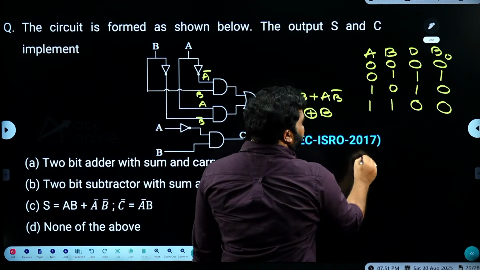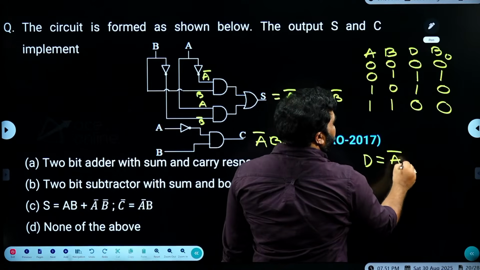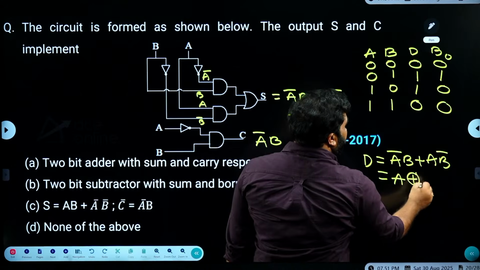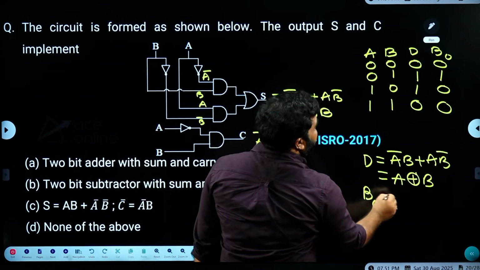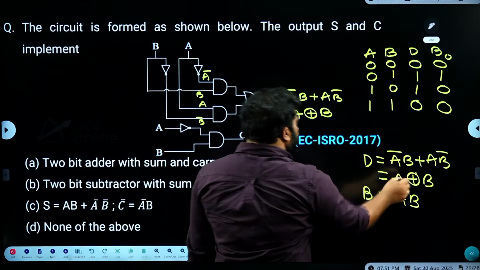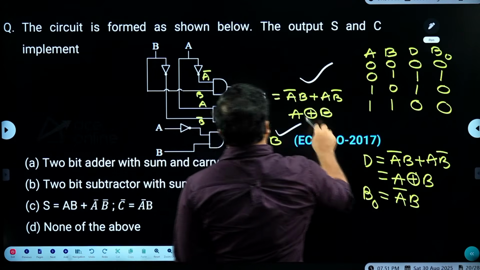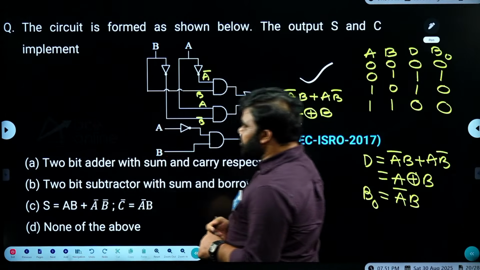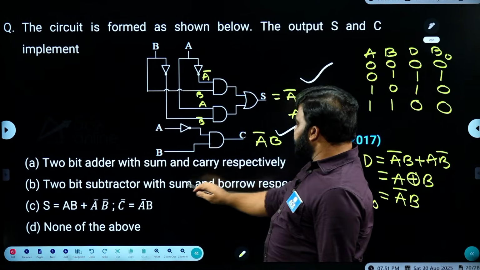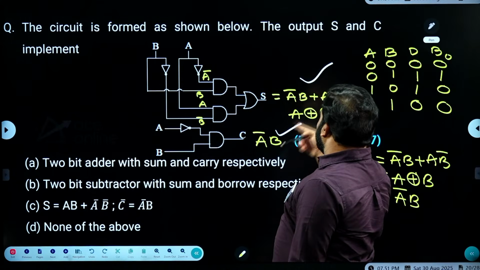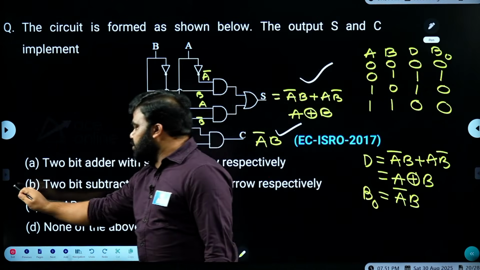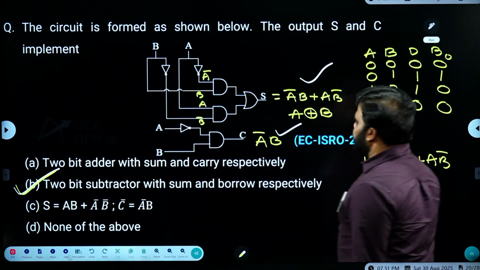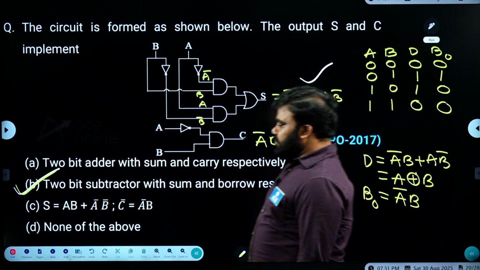If you are observing, difference is equal to A bar B plus A B bar, which is A XOR B, and borrow out is A bar B. These are the expressions you are observing in these two. S is giving A XOR B, C is giving A bar B, which is nothing but a subtractor, where sum is the difference, and C is the borrow out. So the answer is B for this question. Next question.